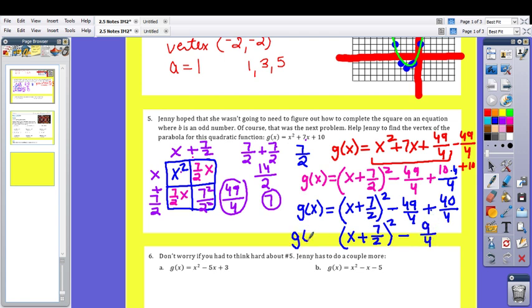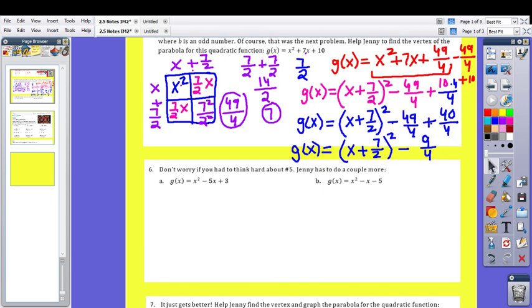And this is my vertex form of the equation. So this is my vertex, this is the x coordinate of it, this is the y coordinate of it, and the stretch factor is 1.